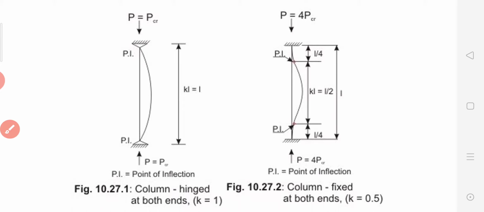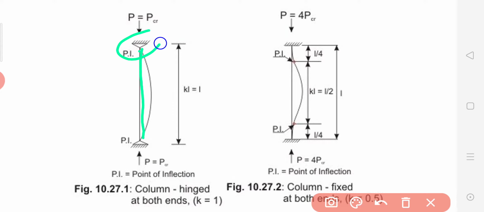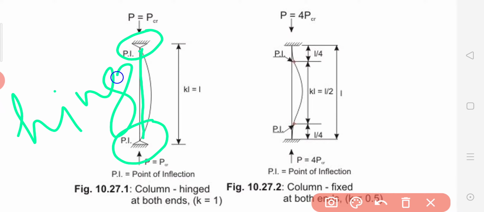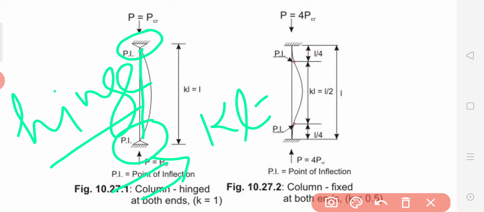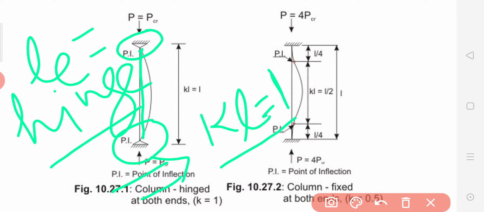So we take first, this is the column, here both ends are hinged. In the condition where both ends are hinged, we take the KL value as 1. So L effective equals L.